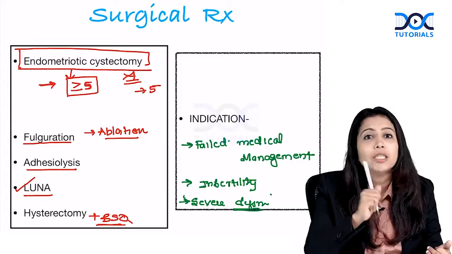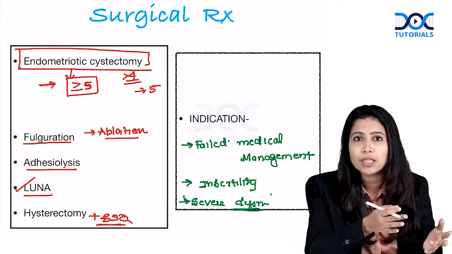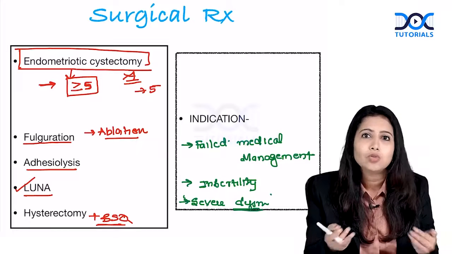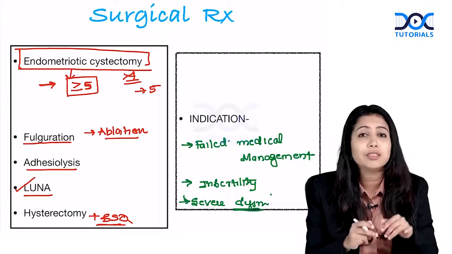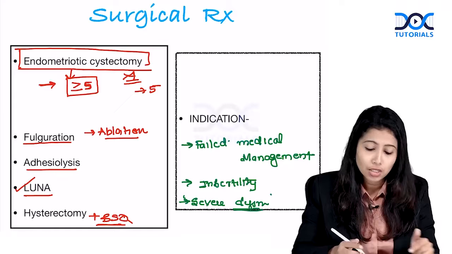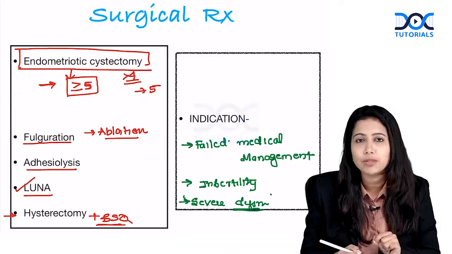And mind you, these women are very young. They are in their reproductive age groups. Usually, they are in their 30s to 40s. So will we go for a hysterectomy and bilateral salpingo-oophorectomy? No, this is reserved as a final resort. So usually don't choose this as an option in your examination.